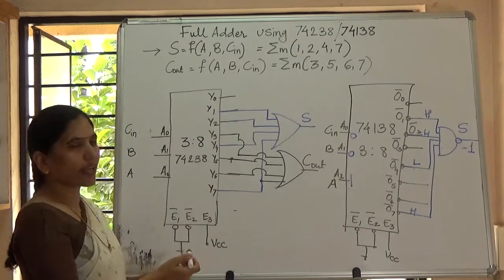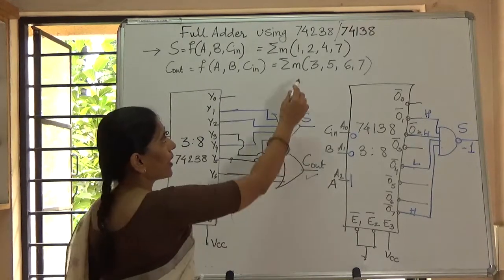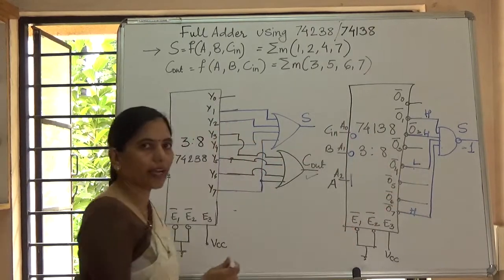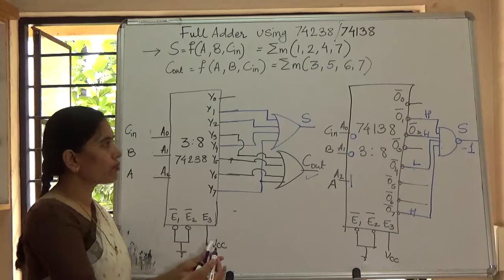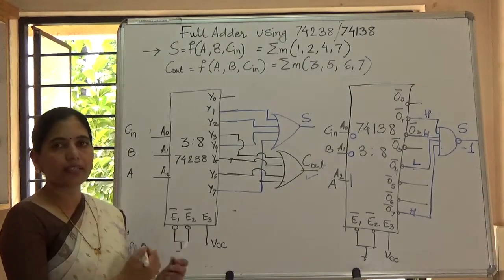Similarly, we can use another NAND gate to implement the carry output by clubbing 3, 5, 6, 7 using a second NAND gate. This is the difference between how we implement using 74138 and 74238.